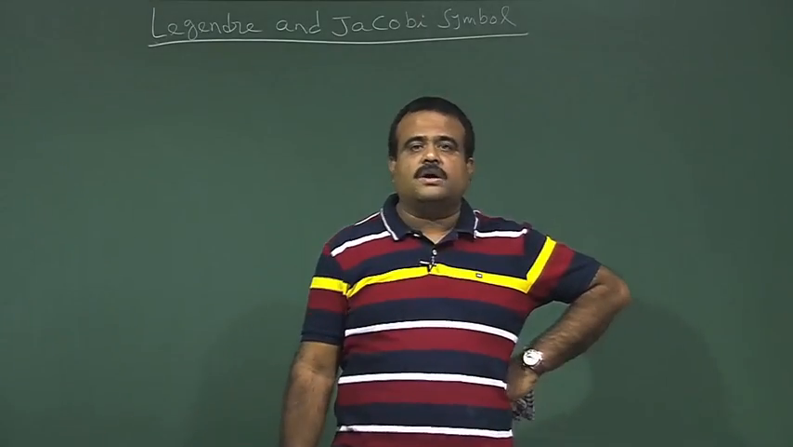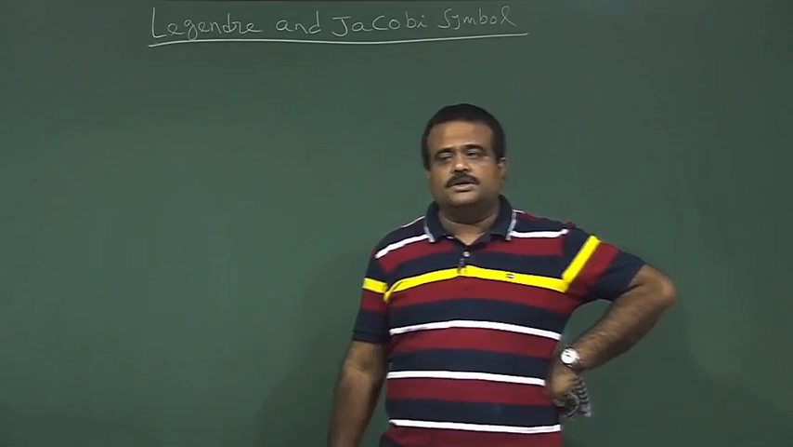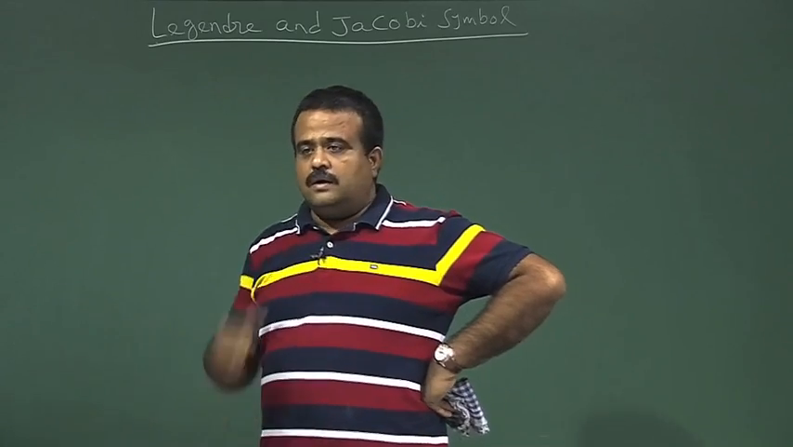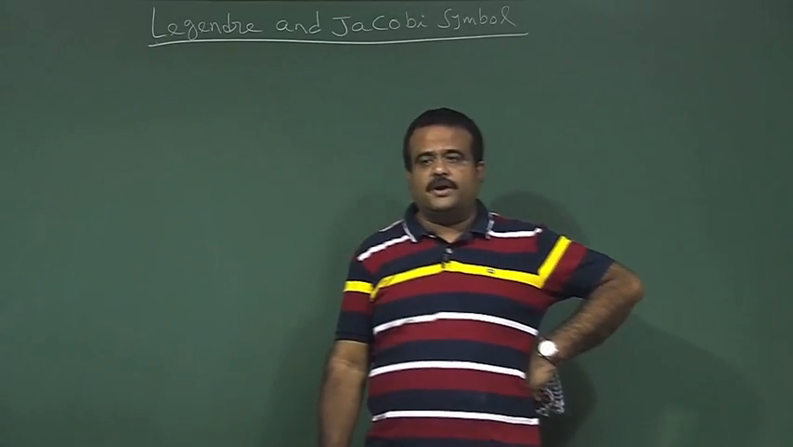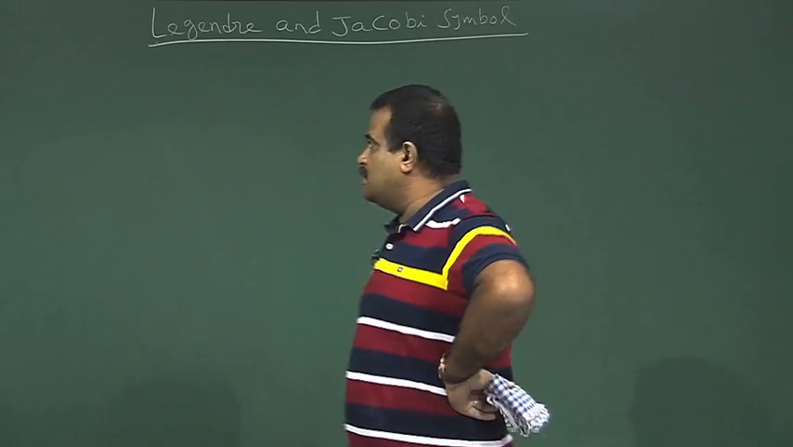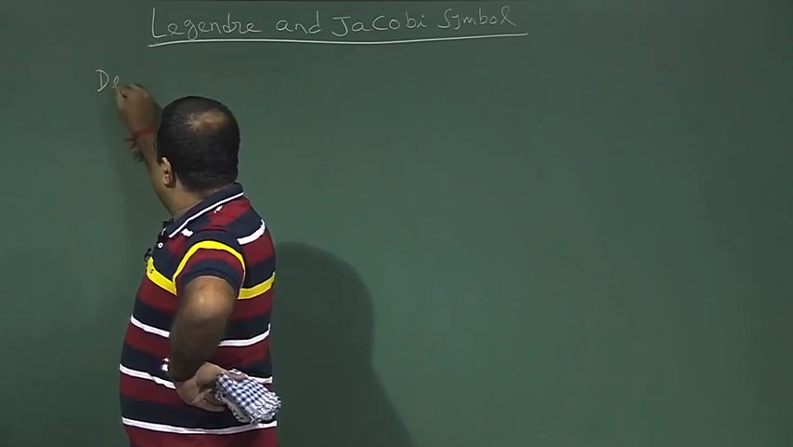Okay, so we will talk about the Legendre and Jacobi symbol, which is based on the quadratic residue that we have seen. So, let us just recap what we mean by quadratic residue. This definition you have already seen.